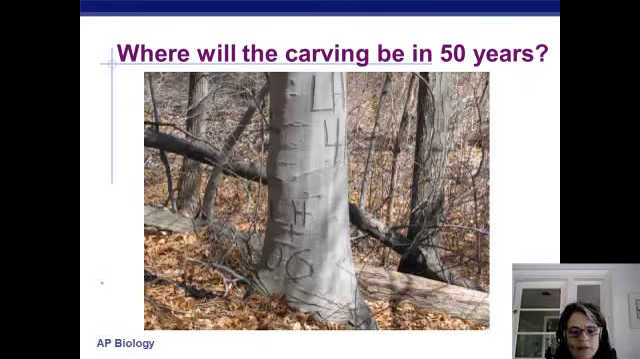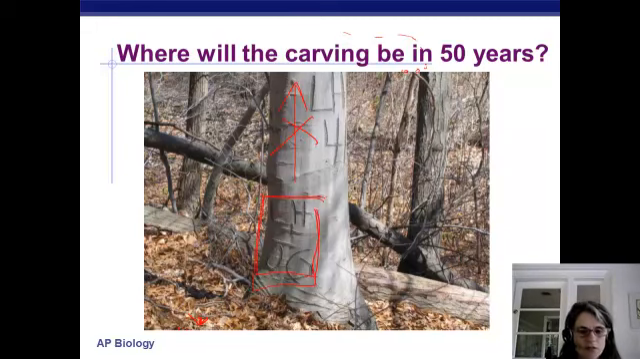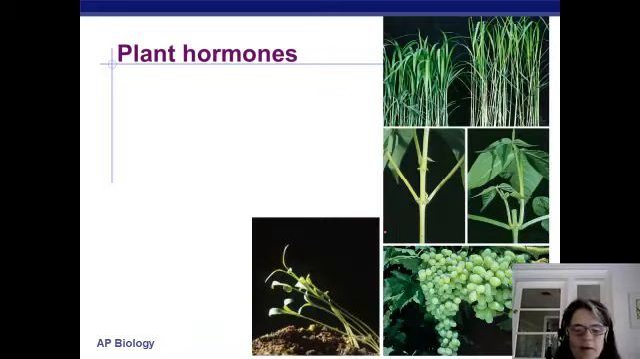Alright, now, this carving, where will it be in 50 years? Is it going to be up because the tree is growing up? No. It will be here, because where does the growth occur? It occurs out here at the tips of the shoots and down under the ground in the tips of the roots. So if you carve your initials in the tree, they will always be at the height where you carve them. Now, they might get stretched out because the tree is growing in width, but they will still be at the same height.